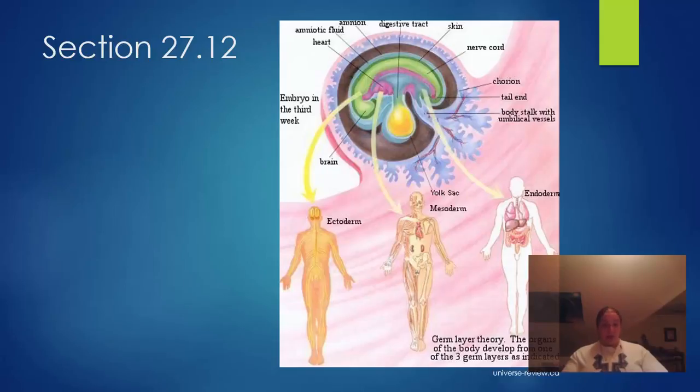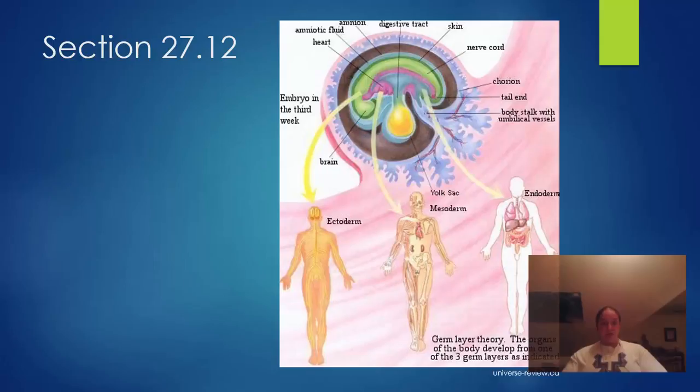On the outside, there is the ectoderm. Derm means skin. Ecto means outermost, so it is the outermost layer. In the middle, there is the mesoderm, meso meaning middle, and on the inside, there is the endoderm.